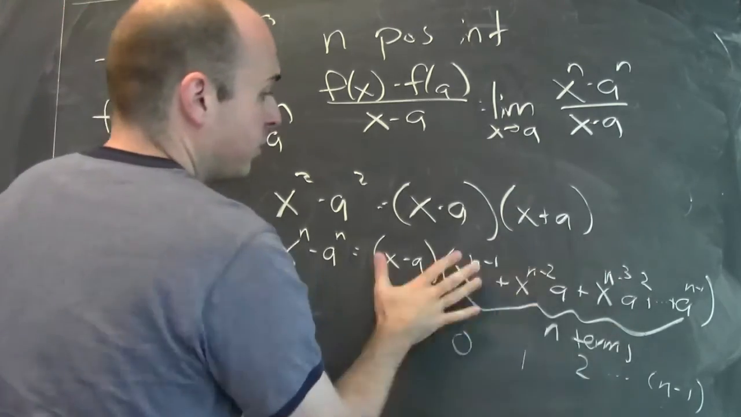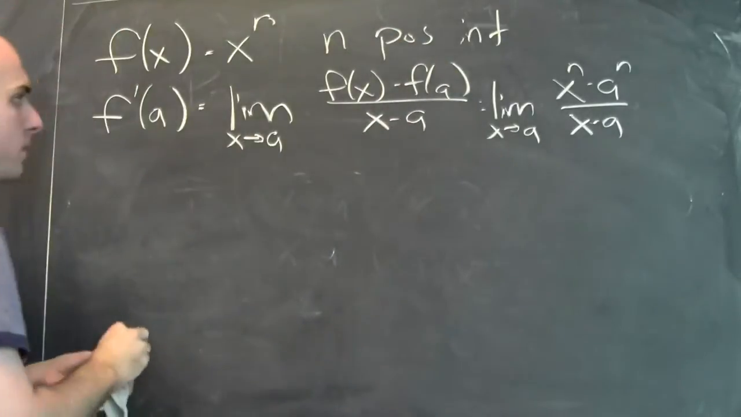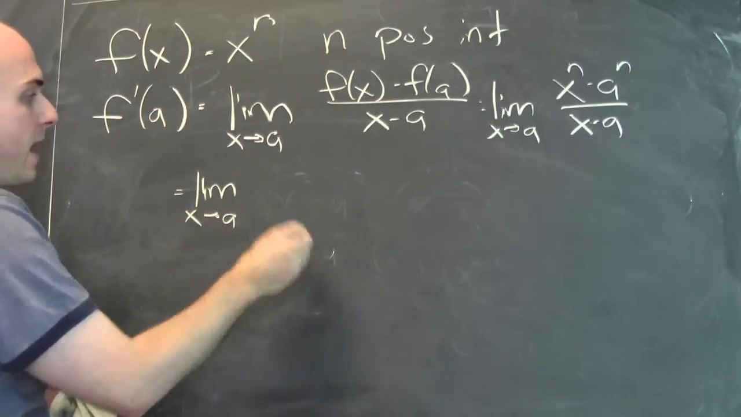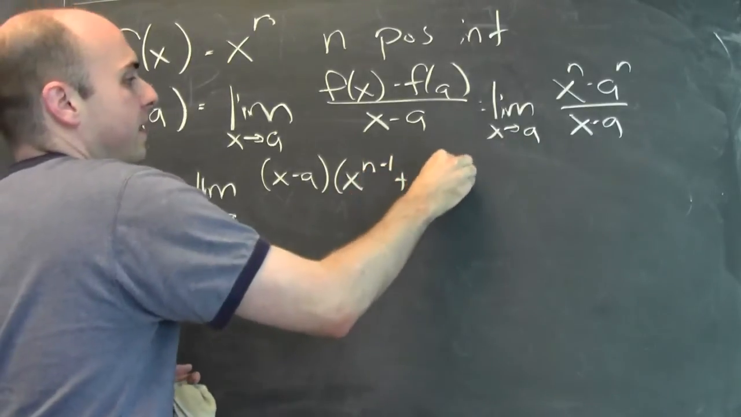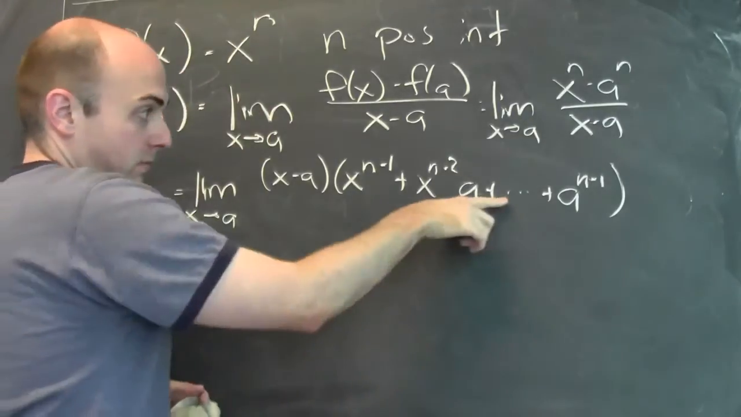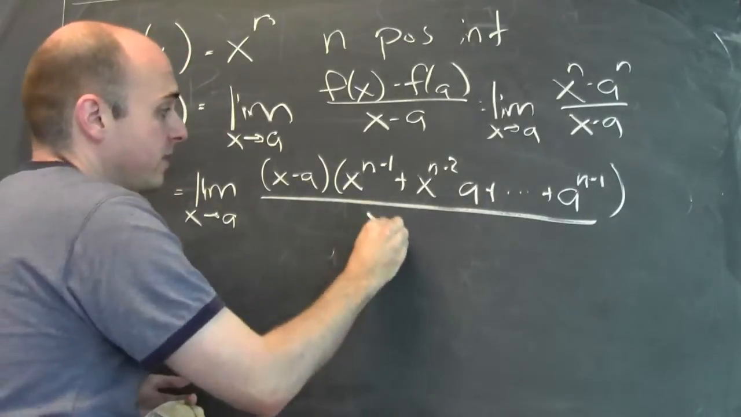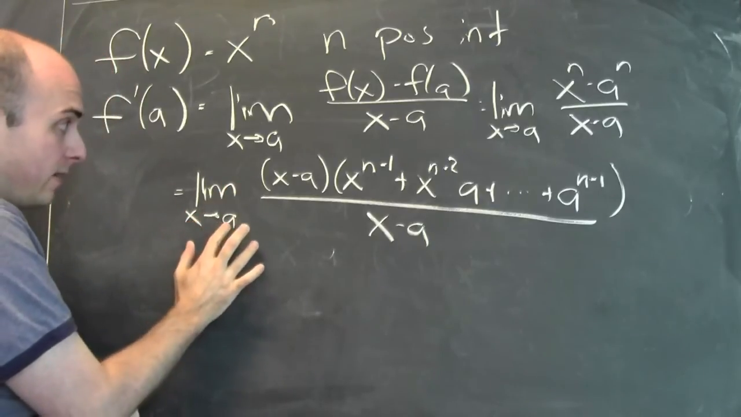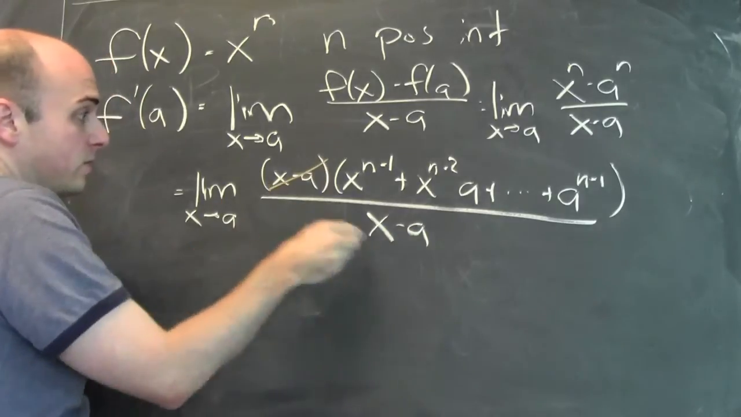All right, so I'm going to include this factorization when I calculate this limit. And so this limit is now the limit as x goes to a of x minus a times x to the n minus 1 plus x to the n minus 2 a, and then it ends with an a to the n minus 1. There are lots of terms in between. That's how the numerator factors, and the denominator is just x minus a. Now I've got an x minus a factor in the numerator and an x minus a factor in the denominator, so I can cancel those common factors.